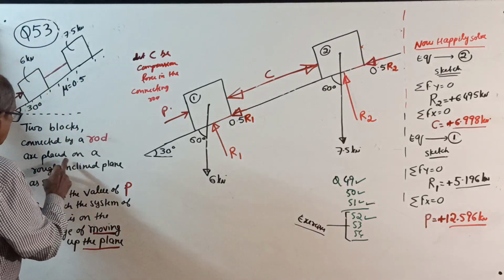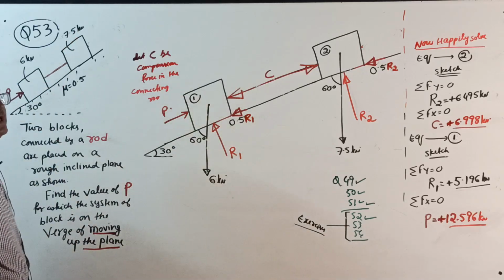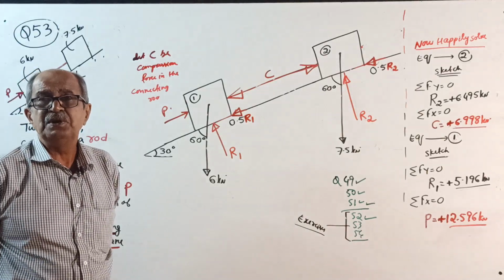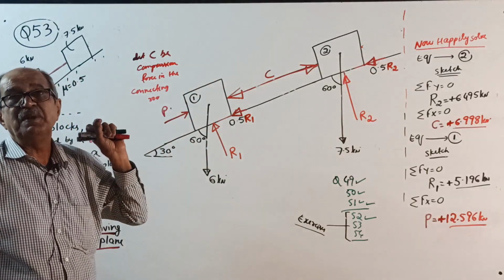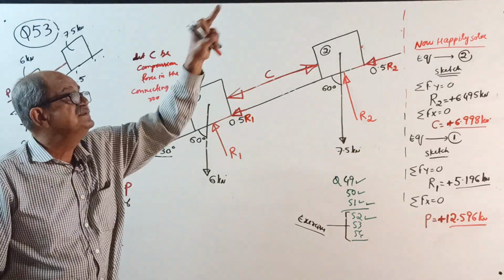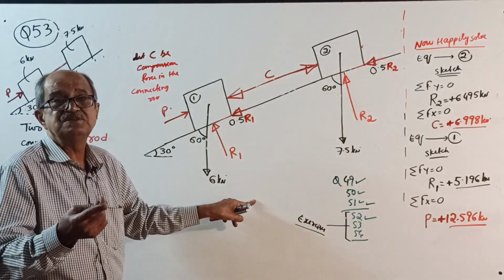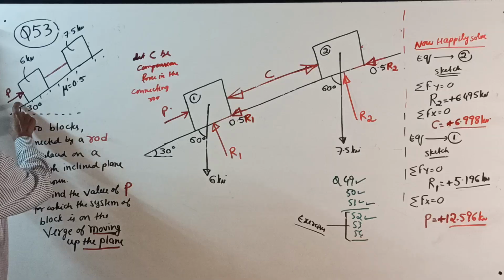Okay, start. They are placed on a rough inclined plane as shown. Find the value of P for which the system of blocks is on the verge of moving up the plane. See, the first 2 questions are just to prevent sliding down, one force applied there, one force applied here. The next 2 questions are how to slide down, one applied there, one applied here. Now 2 questions, this question and the next, are how to move up. Therefore, we want to find the value of P.